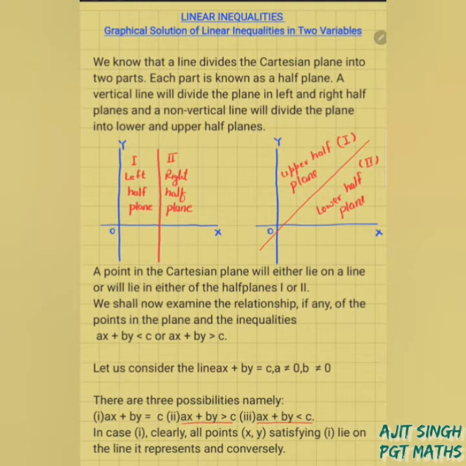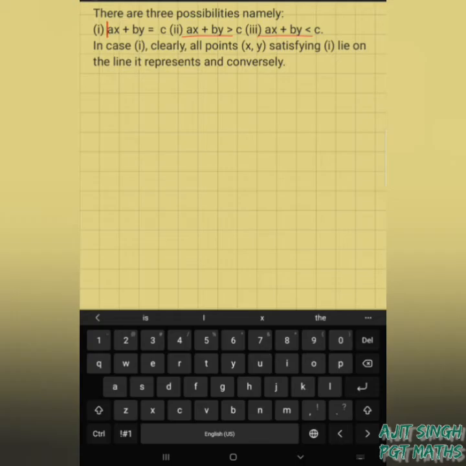For the line ax plus by is equal to c, there are three possibilities. First, ax plus by is equal to c, second, ax plus by greater than c, and third, ax plus by is less than c. In case 1, clearly all points x and y satisfying the first lie on the line it represents, and conversely. In the first condition, the point x comma y, the ordered pair x y, will satisfy the equation of the line. Now for the second and third cases, for our convenience we use the point 0, 0 to know about the solution region.